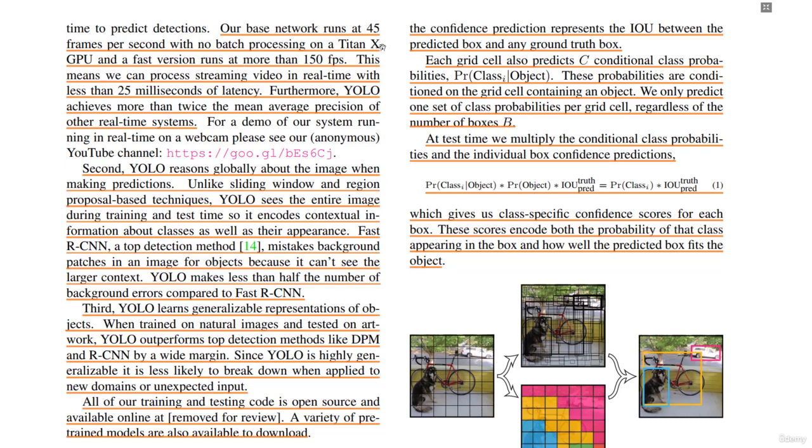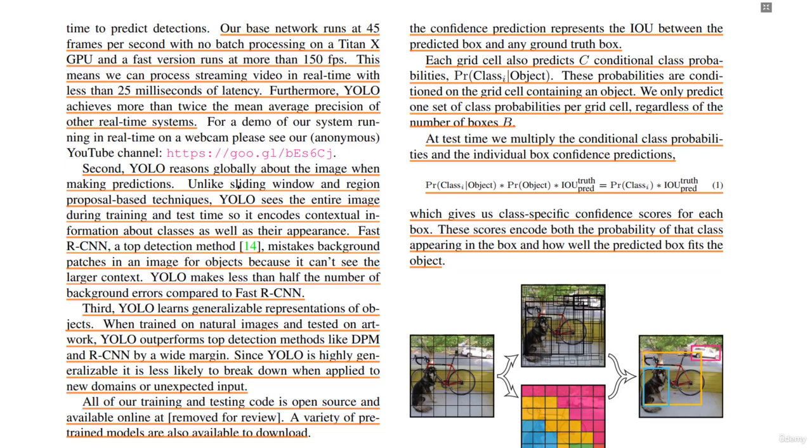And in that sense, we could do object detection on a real-time video feed without any abstractions. It should be noted that this is on the Titan X GPU, so this obviously is going to be reduced if we were dealing with a low-end GPU or a CPU. And the fast version, that's a lighter version, runs at more than 150 frames per second. This means we can process streaming video in real time with less than 25 milliseconds of latency. Furthermore, YOLO achieves more than twice the mean average precision, that's the mAP, of other real-time systems. So for a demo, you could click on this and view that.